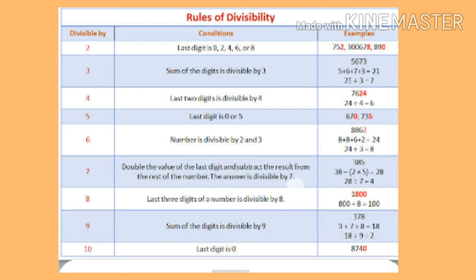Now we directly see the rule of 8. The last 3 digits are 800. So 800 is divisible by 8, so 1800 is divisible by 8 also. Now the rule of 9 seems like the rule of 3. First of all we add all the digits, 3, 7, 8. 3 plus 7 plus 8 is 18, and as we know 18 is divisible by 9. The last rule: the ones place should be 0. So here it is 0, so it is divisible by 10.